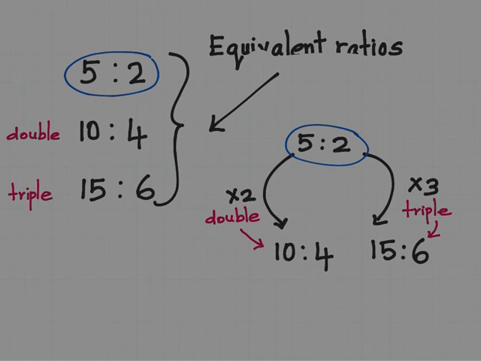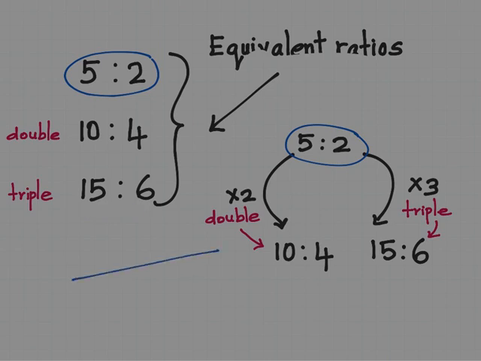Equivalent ratios: 5:2, 10:4, 15:6. These are examples of equivalent ratios. When you see the first ratio, 5:2, when you double it, you have to multiply the first ratio with 2. So 2 times the first ratio, we get 10:4. And 3 times the first ratio, we get 15:6.